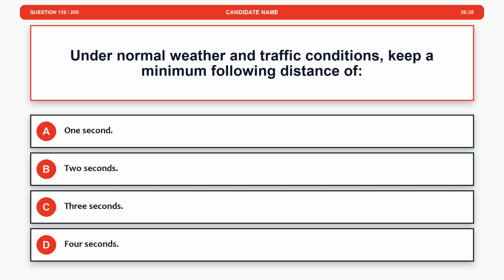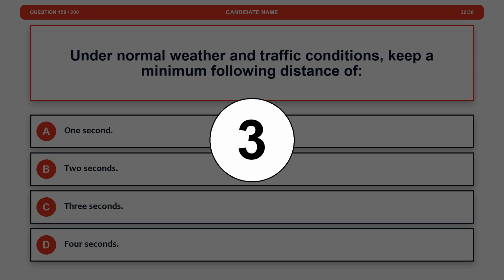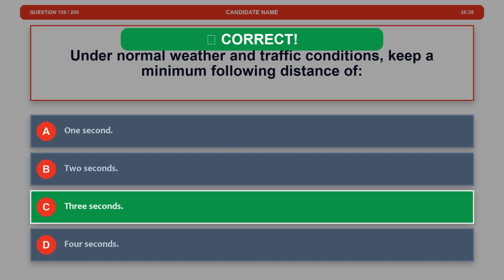Question 158. Under normal weather and traffic conditions, keep a minimum following distance of: Option A, 1 second. Option B, 2 seconds. Option C, 3 seconds. Option D, 4 seconds. The correct answer is option C, 3 seconds.